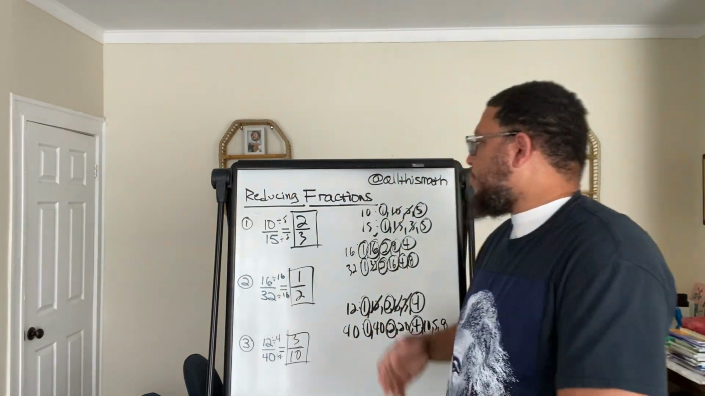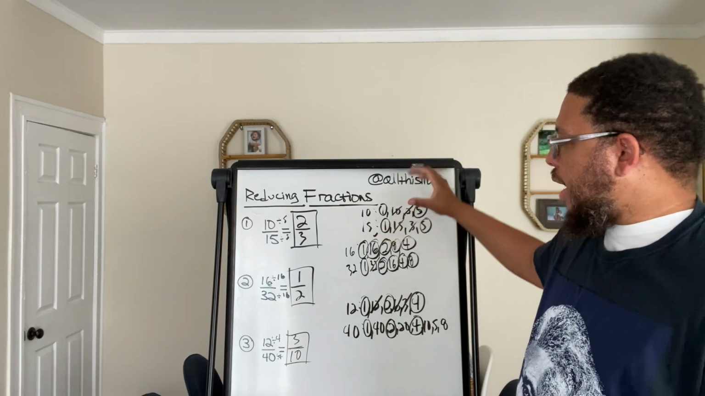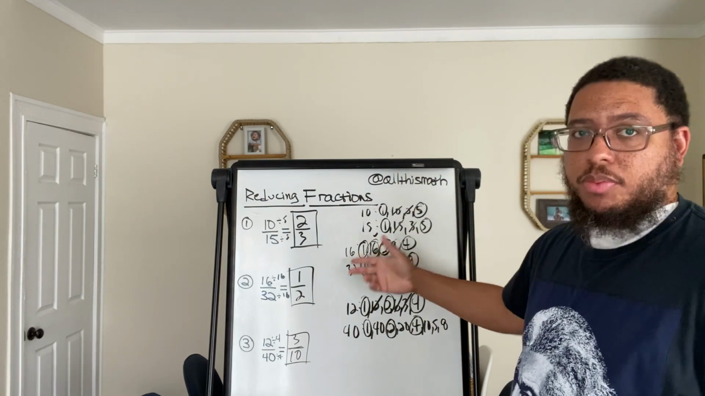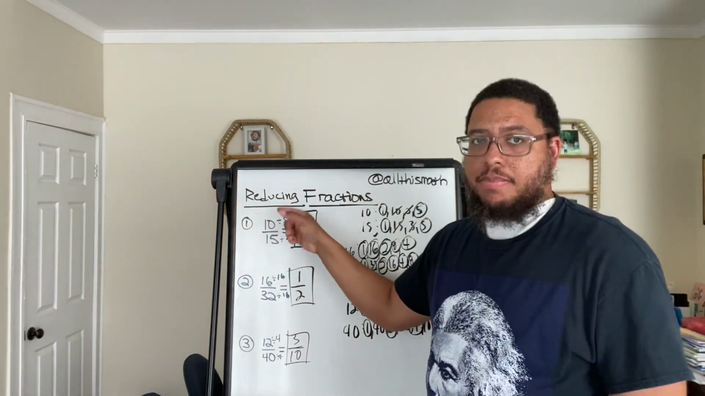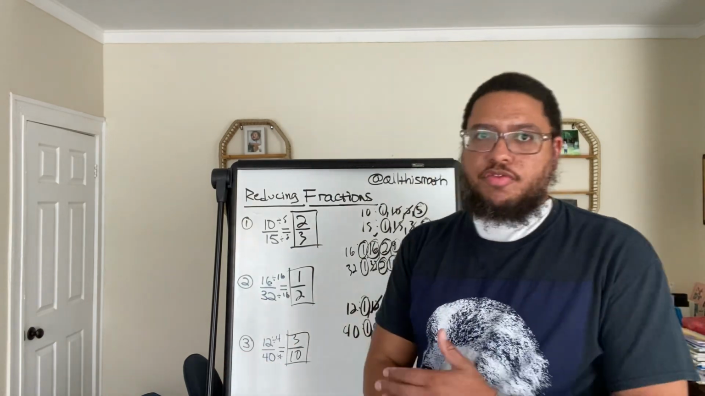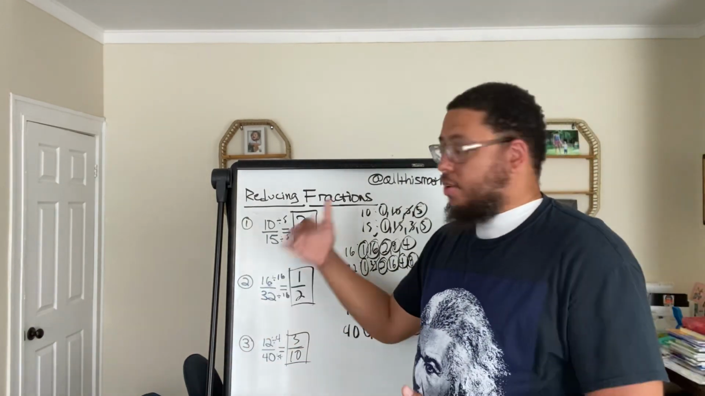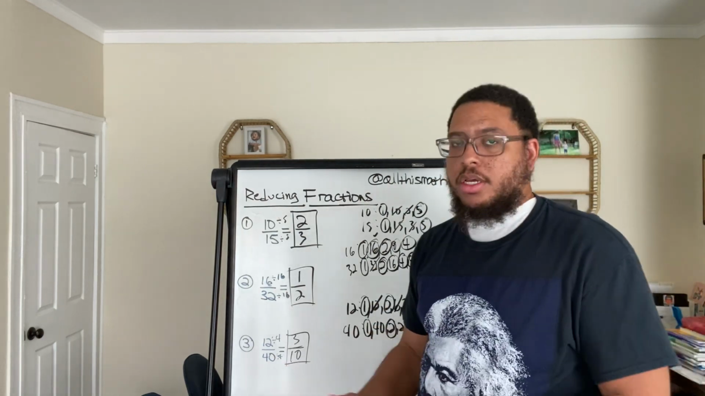So definitely learn the factors of all these numbers, learn how to find the common factors, and learn what the greatest common factor is. All right? And then use that number to divide the numerator and denominator so you can reduce fractions. Make sure you know how to reduce fractions. It's a fundamental skill. You got to have this skill. You got to know how to reduce fractions, or sometimes it's referred to as simplify fractions. You got to know how to do that.